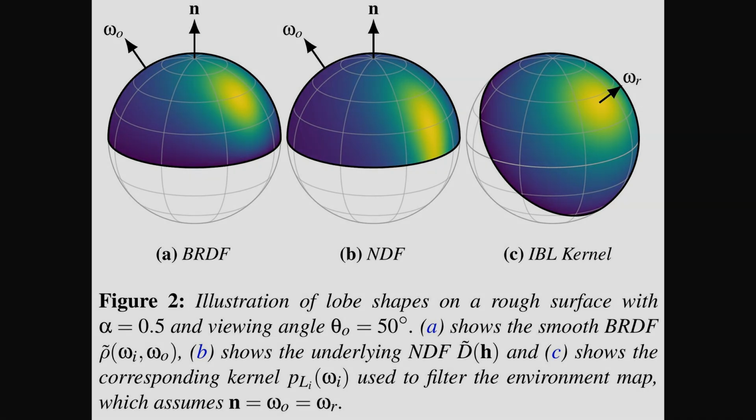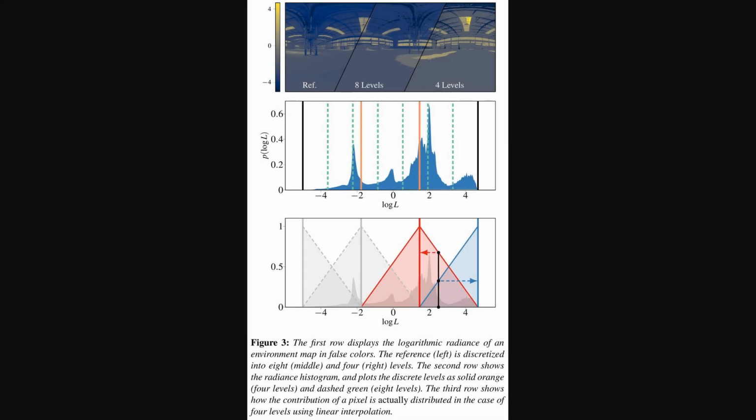Building on that idea of an image-based lighting kernel, this next figure shows how they simplify the lighting itself for speed. The top row shows an environment map, which is the 360-degree picture used for the lighting. They take its logarithmic radiance, a way to measure a vast range of brightness, and simplify it into just a few levels. Here we see 8 and 4. The middle plot shows the distribution of all the brightness values, and the bottom chart shows how each pixel's light is smoothly distributed between two levels, which is key to the natural look.